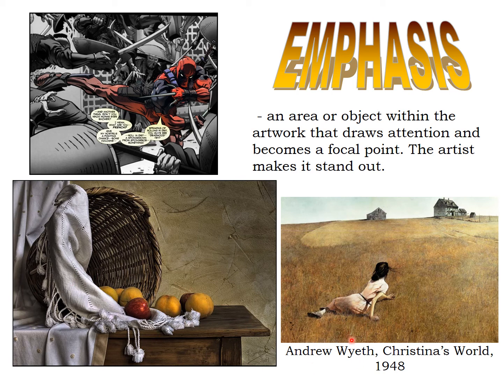All right, last but not least, take a look at Christina's World over here. How does the artist use emphasis? Well, one thing is he puts her right in the middle of the painting. There's not a lot going on around her. There's some houses in the background, but throughout the foreground and middle ground, there's not a lot. So our eye is just drawn to her.